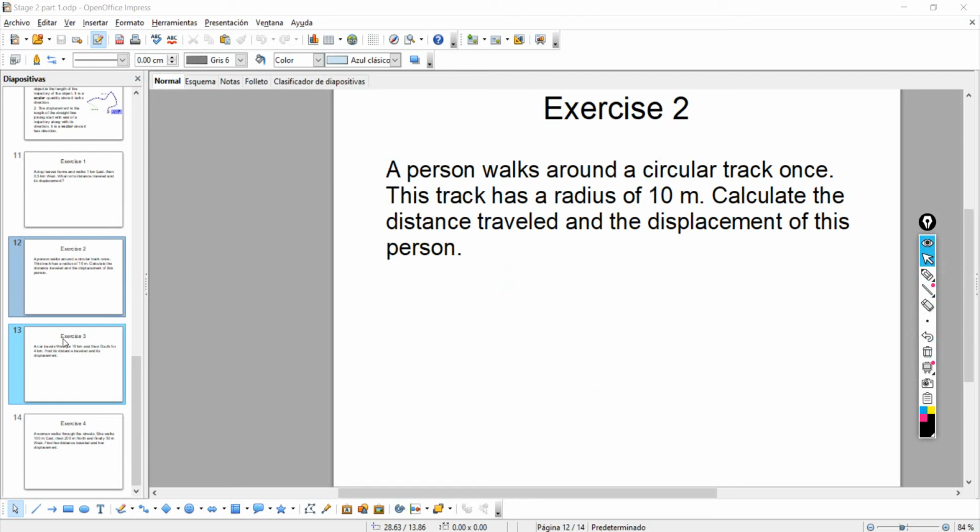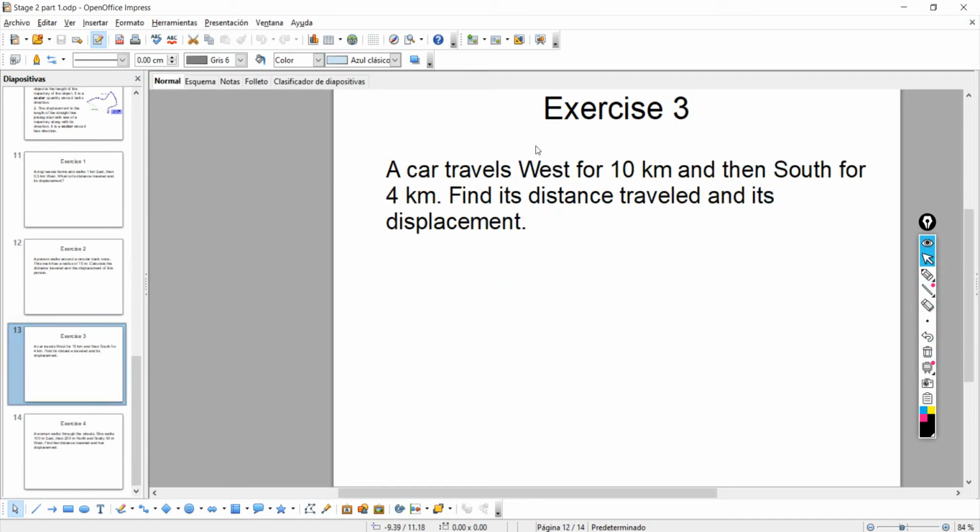Let's move to the second one. I'm sorry, to exercise number 3. In this problem, we have a car that travels west for 10 kilometers and then south for 4 kilometers. Same questions. Find the distance traveled and the displacement. So let's draw our frame of reference.